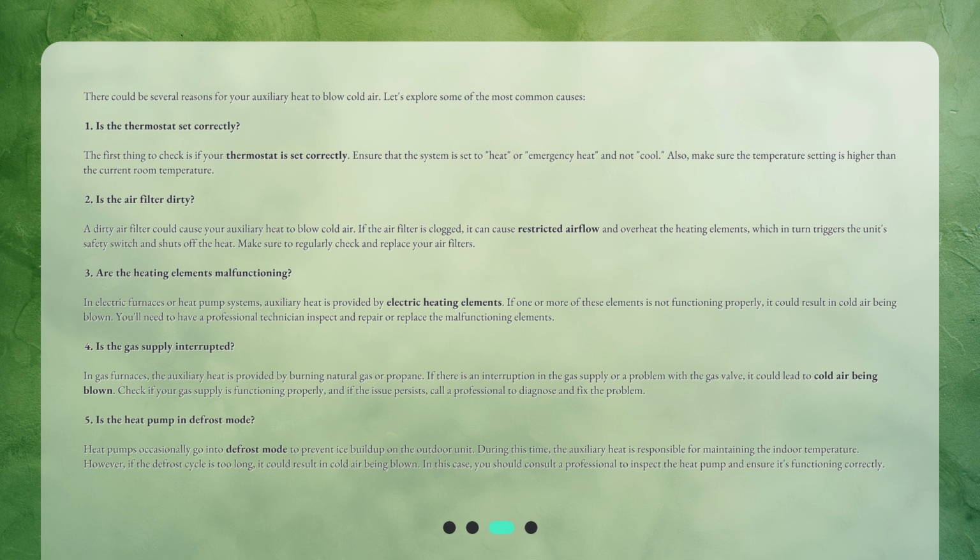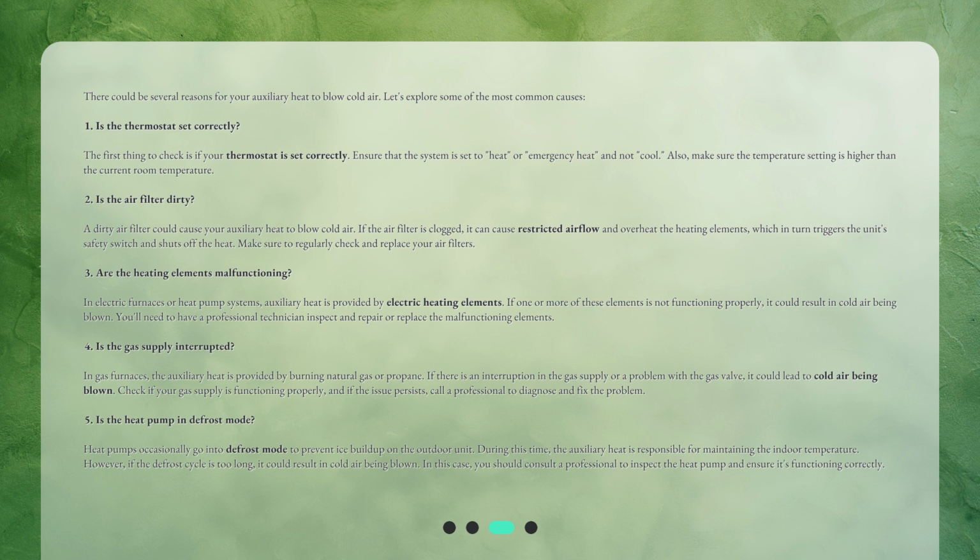4. Is the gas supply interrupted? In gas furnaces, the auxiliary heat is provided by burning natural gas or propane. If there is an interruption in the gas supply or a problem with the gas valve, it could lead to cold air being blown. Check if your gas supply is functioning properly, and if the issue persists, call a professional to diagnose and fix the problem.